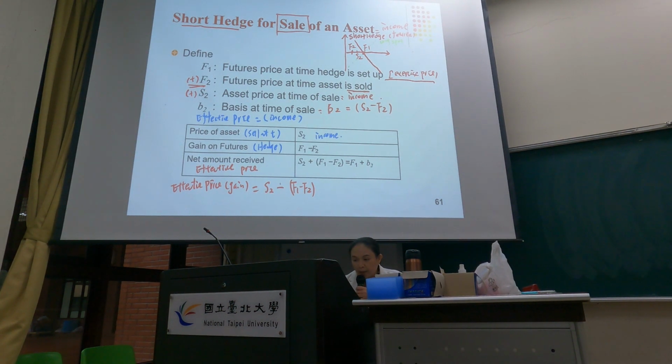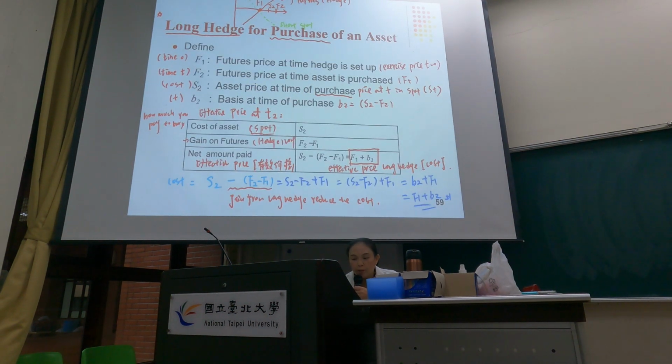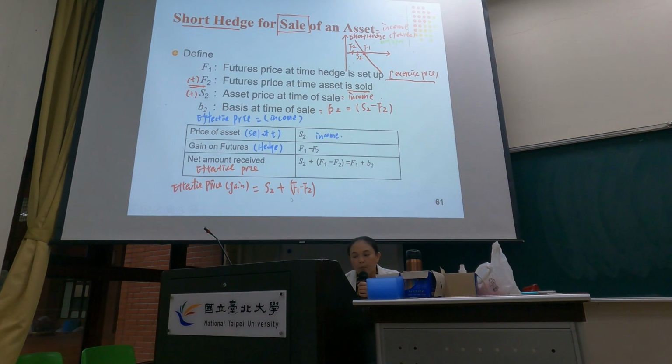It's a different idea from the previous one, right? Previous one, you wanted to reduce the cost, so it's a minus, okay? Now, because it's an income, you want to increase your income. Are we okay with that?